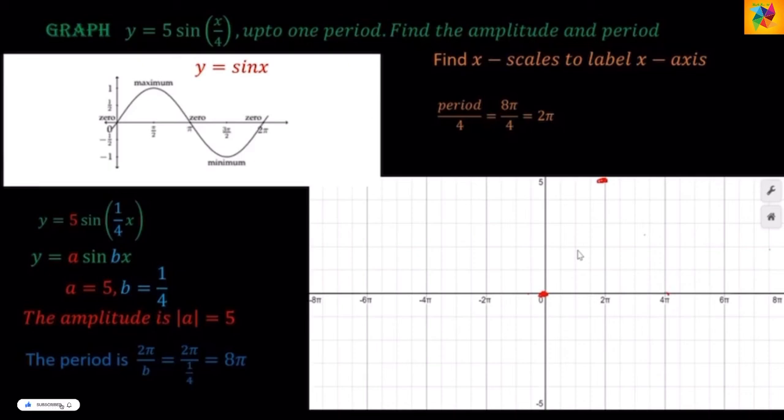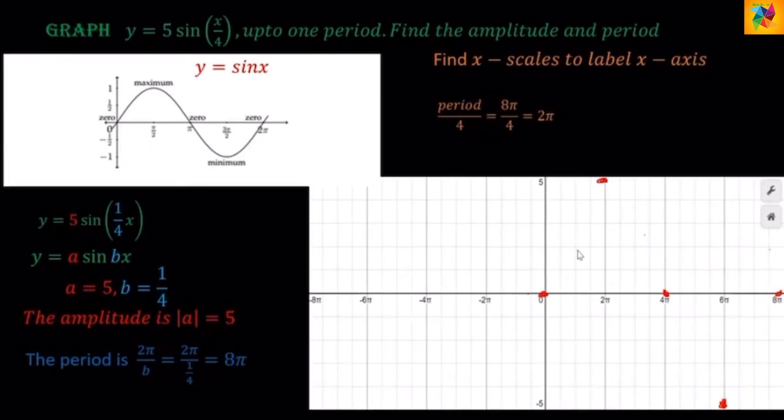And then it goes back to the x-axis. And then at the third value, it is going to the min, or the lowest point. And then finally it goes back. So it starts at 0, reaches the max, goes back to the x-axis or 0, goes to the min, and goes back to 0 or the x-axis.